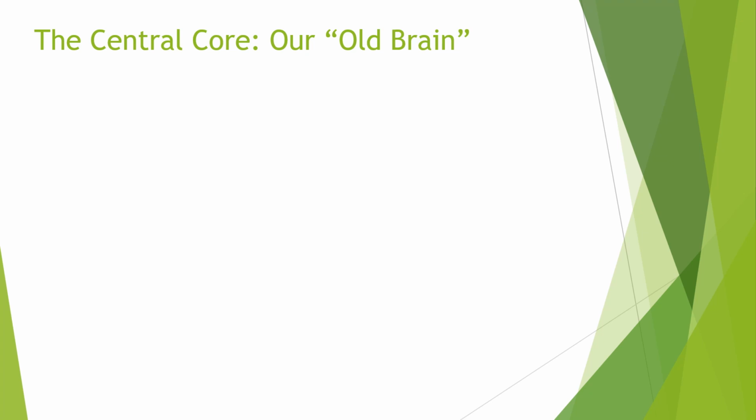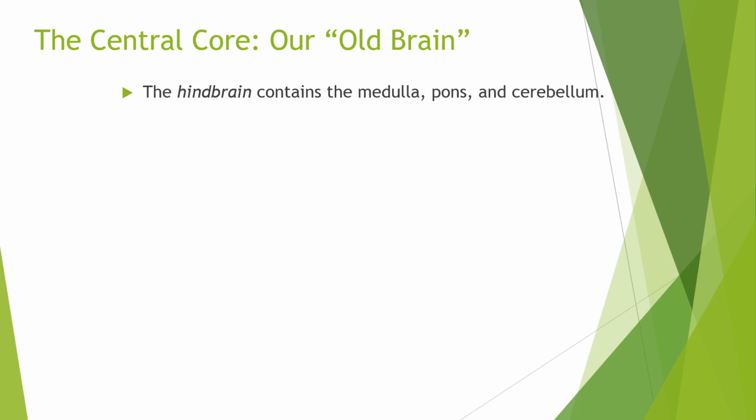So the central core, or our old brain. Let's start talking about some of the structures of the old brain. And remember, these we share with other vertebrates. So we start out with the hindbrain. Your brain is divided into the hindbrain, the midbrain, and the forebrain.